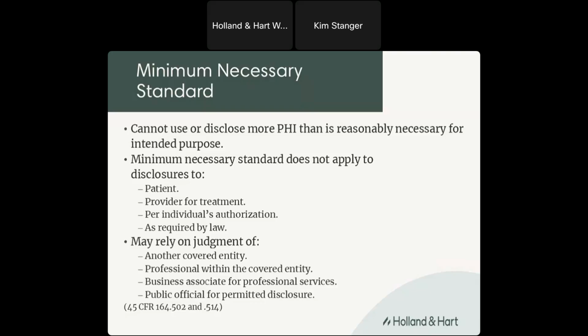For example, disclosures to the patient. You don't have to decide what the patient is entitled to. Other providers who request information for treatment: you don't have to decide what information that other provider really needs. That would inhibit effective patient care. If you get a disclosure per the individual's authorization, you can disclose information per the authorization. You don't have to second guess the patient. If the disclosure is required by law, you can disclose the information required by law, but just don't disclose more than is required by the law.